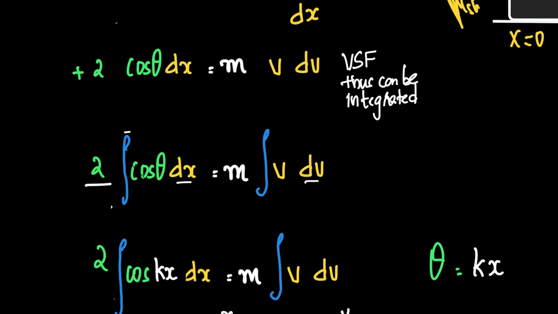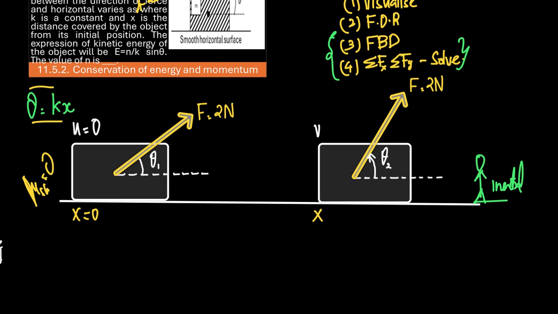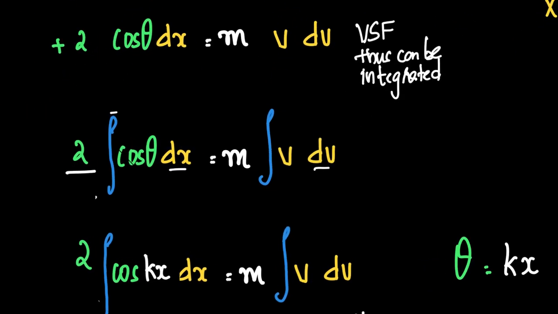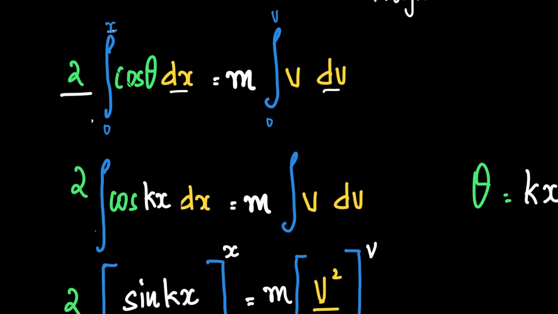This is where the diagram comes into the picture. The lower limit of x is x equal to 0 and the upper limit is x. The lower limit of velocity is 0, from rest till v. So x varies from 0 to x and velocity varies from 0 to v. Now, theta is kx, so we have cos kx with x varying from 0 to x, and v varying from 0 to v.